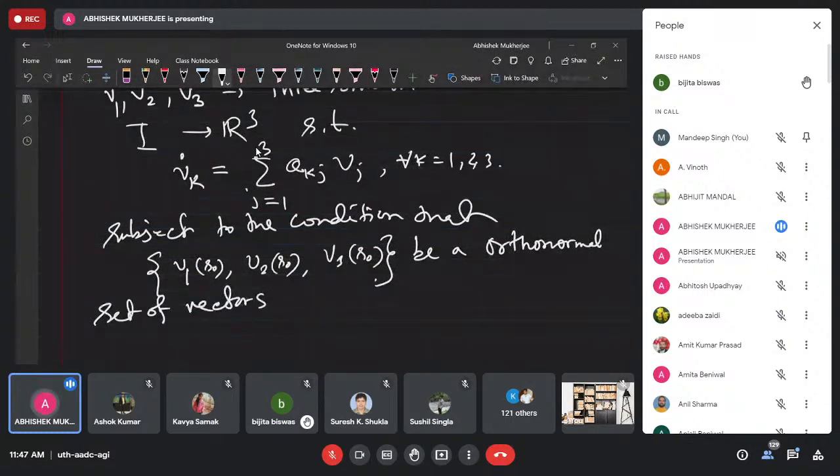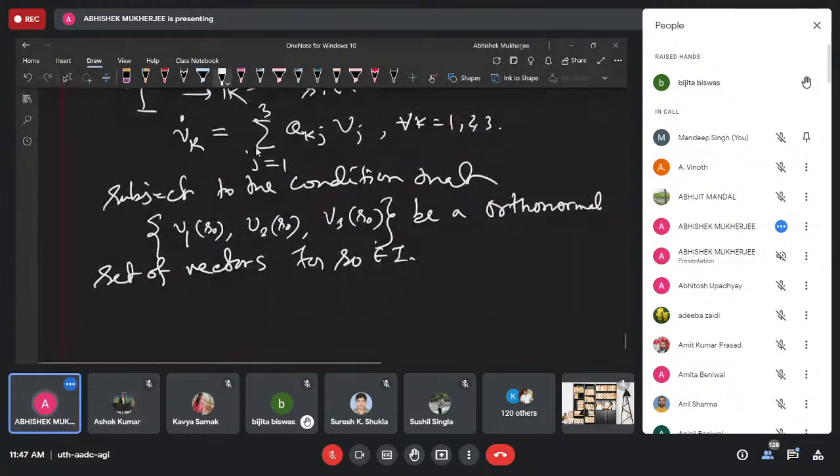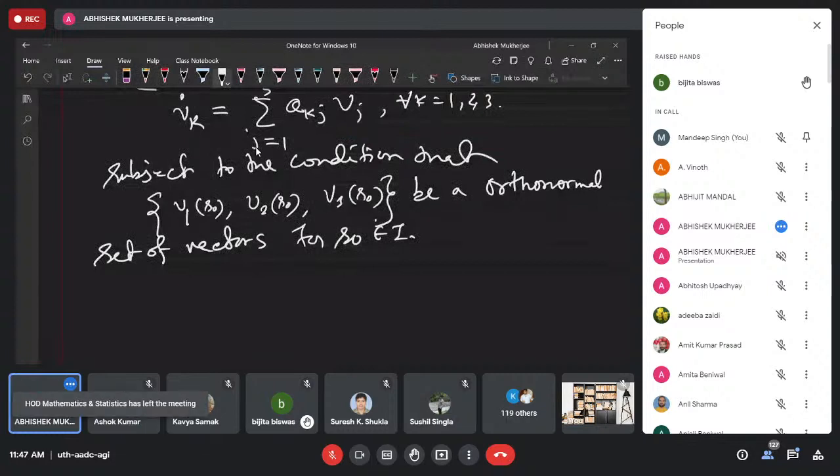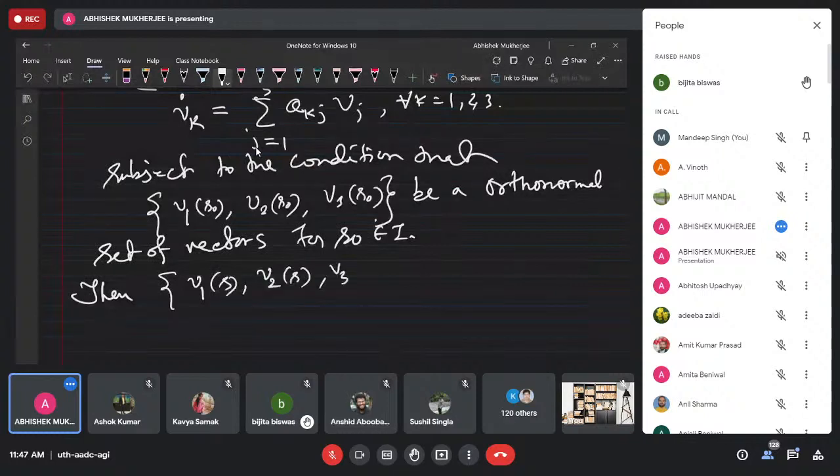Set of vectors for the initial point s naught. Then you can assert that your conclusion will be that the solutions you are getting out of this system of differential equations is again orthonormal for all s.